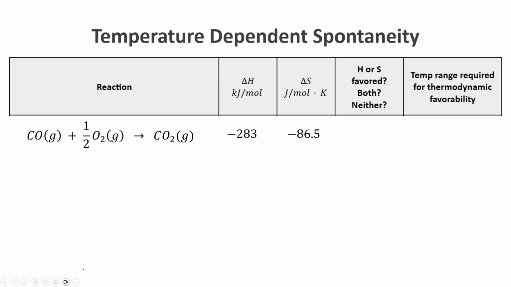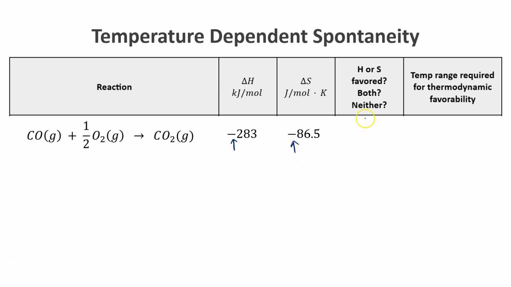Hey everybody, in this video we're talking about temperature-dependent spontaneity. Let's take a look at this reaction that forms carbon dioxide gas. We know the delta H and I can see that it's negative. That's going to be an important detail. We know the delta S. I can see that it's also negative.